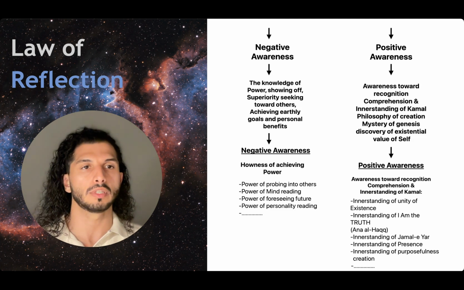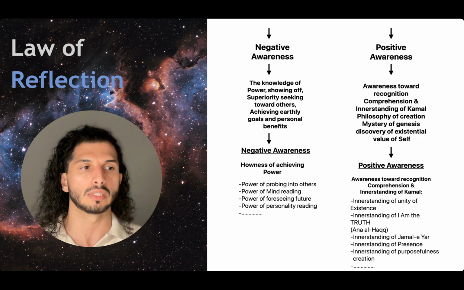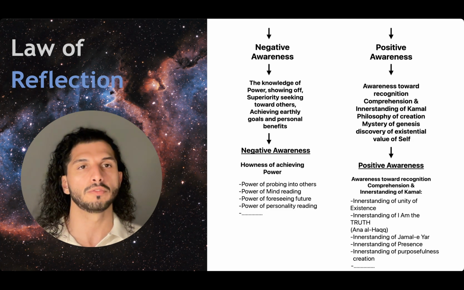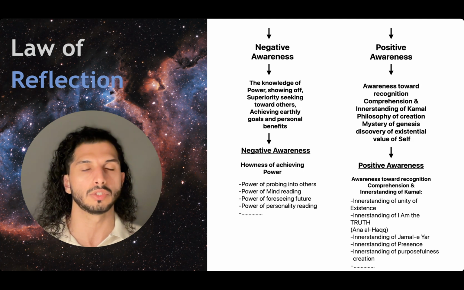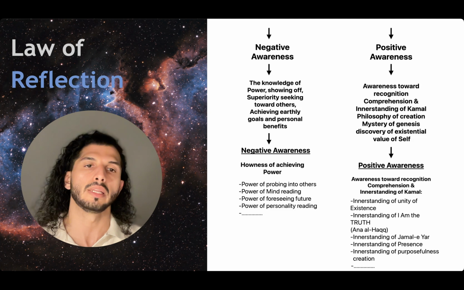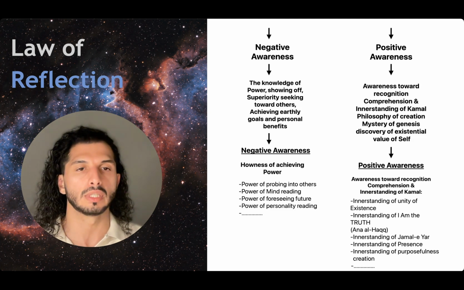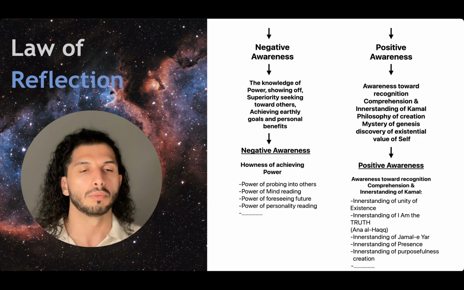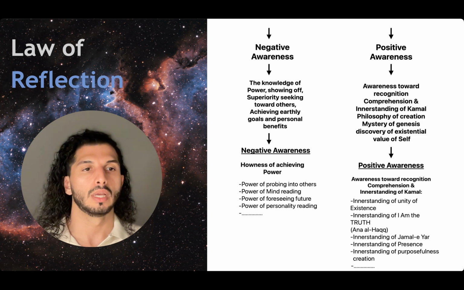If the positive awareness comes after using our enthusiasm in a harmonious way, we have the information coming about the awareness toward the recognition, comprehension, and understanding of Kamal, philosophy of creation, and mystery of Genesis, the discovering of existential value of the self. These are really important. The positive awareness also is awareness towards recognition and comprehension and understanding of Kamal, understanding of unity of existence. I am the truth, which is Anal Haq, Jamal Yar, which is the face of an image of beloved, understanding of the quality of the presence, understanding of purposefulness of the creation, and so on.